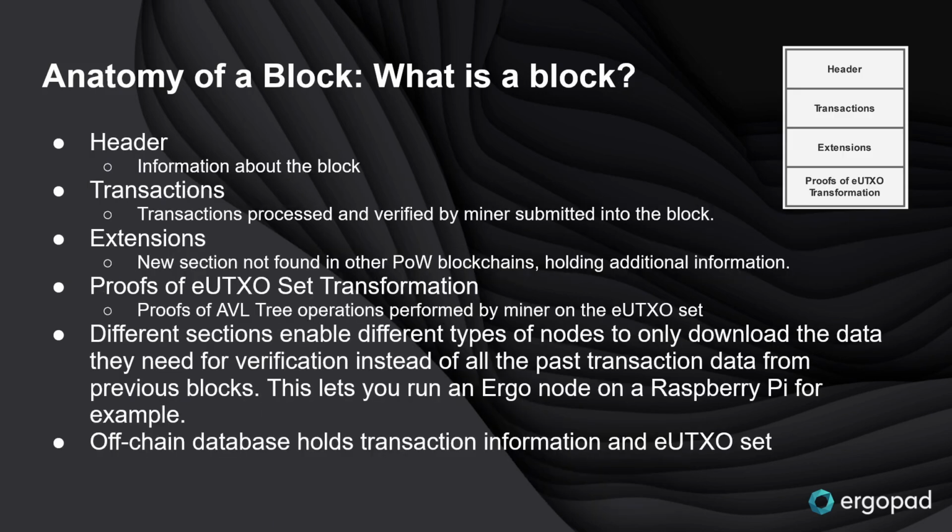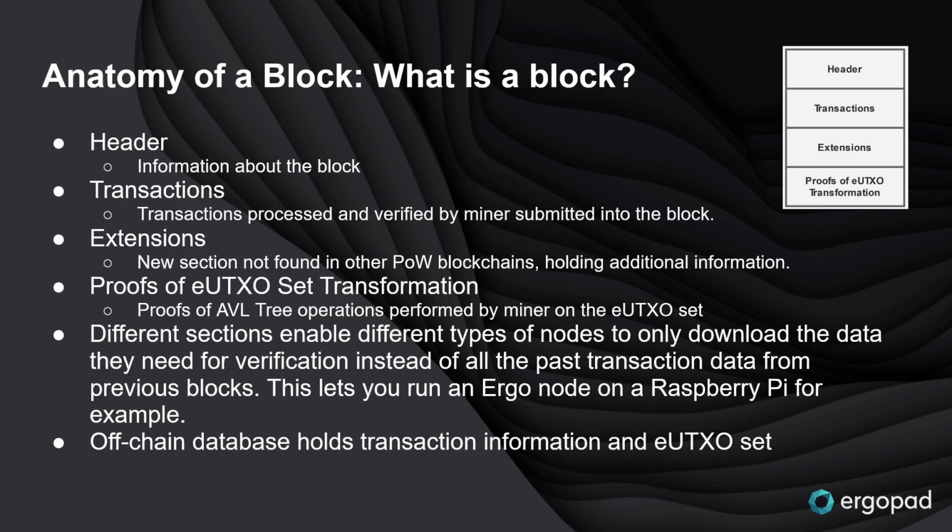So what is a block? Like I mentioned, it consists of 4 different sections. The header contains general information about the block. The transaction section holds the transactions that are to be processed and verified by the miner. The extension section is a new section that's not commonly found in other proof-of-work blockchains, which just lets you hold additional information. And then finally, we have the proofs of EUTXO set transformation.